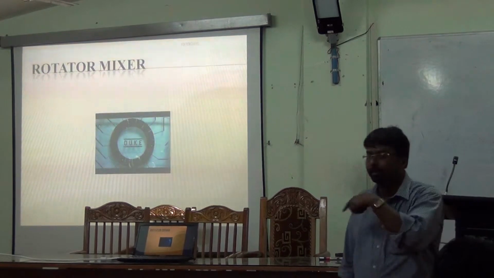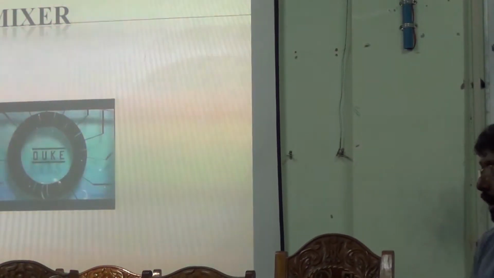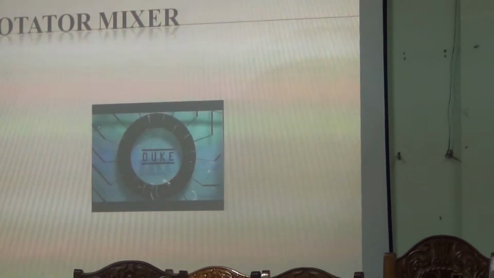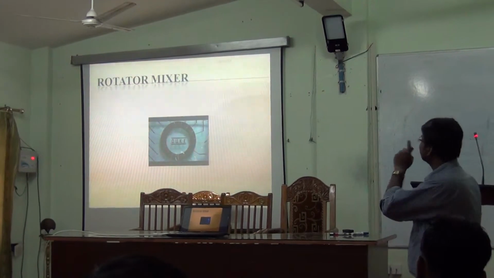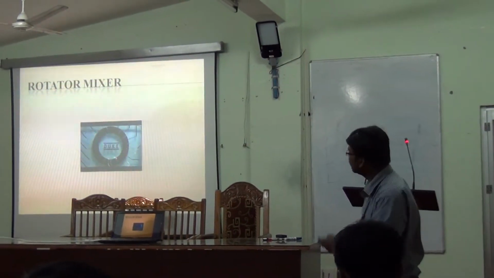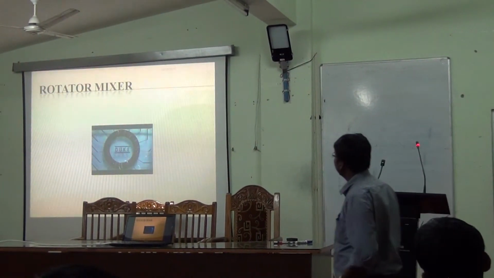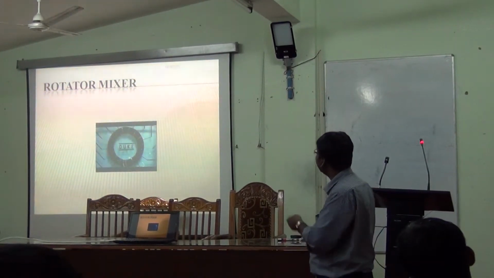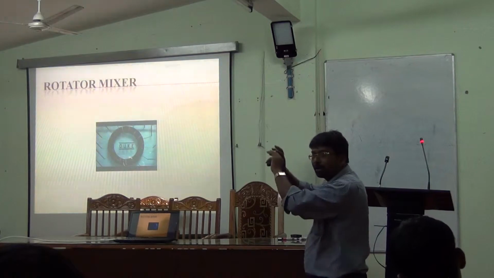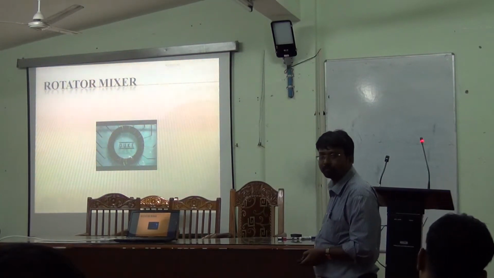This is known as a rotary mixer. I have this video, but it will not come over here because I just took a snapshot. What happens is in a rotary cell, or you can say the rotary mixer, multiple droplets come in and are mixed together.